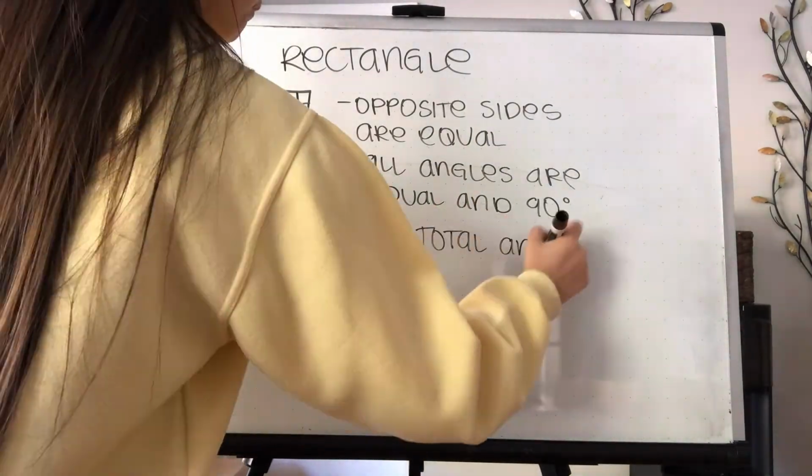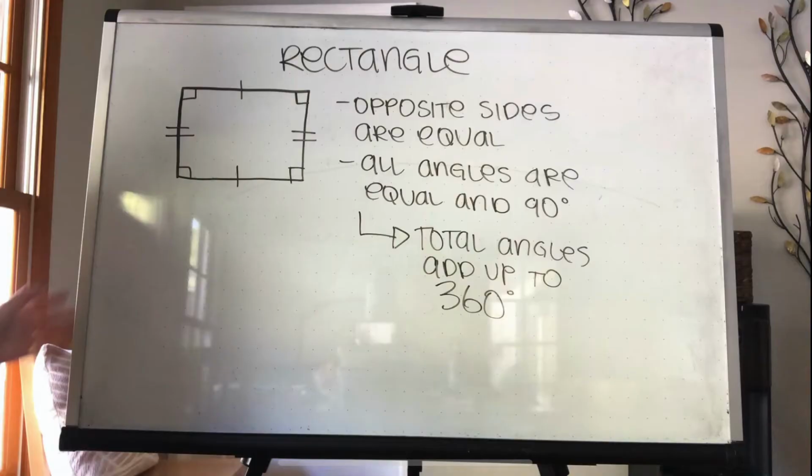The next quadrilateral we're going to talk about is a rectangle. The rectangle is pretty similar to a square, except the opposite sides are equal, and it shows in this picture the little dashes, you know how they're matching? That means that they're equal in length. And then all the angles are also 90 degrees.